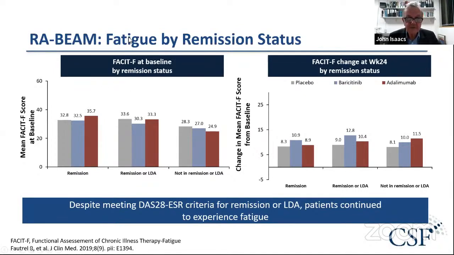This is RA-BEAM. And again, similarly, this is fatigue by remission status. And what we're really showing here, this is important for patients because even for patients in remission or low disease activity, there is still fatigue in several of these patients. It's slightly less. Remember, with fatigue, upwards is good, so almost counterintuitive. So there's slightly less fatigue with baricitinib than with adalimumab or placebo, but nonetheless, fatigue is still there. And in fact, fatigue is pretty much the same across patients who are in remission or not in remission. So there is still a lot of unmet need around fatigue in rheumatoid arthritis patients, even with these very good therapies.